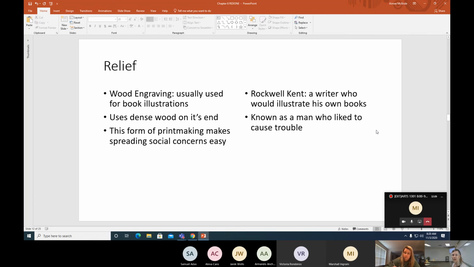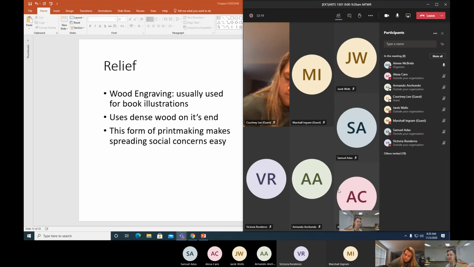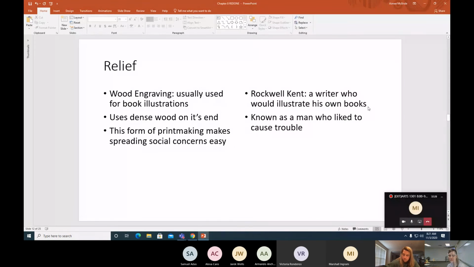Now moving on from woodblock to wood engraving. Wood engraving is very similar to woodblock, except instead of having your image raised like it is here, it'd be recessed. So your image would be recessed into this. Another difference between woodblock and wood engraving is you can only do one color.